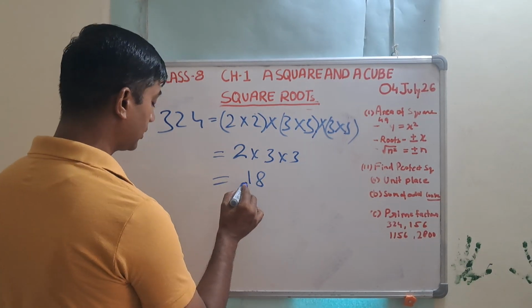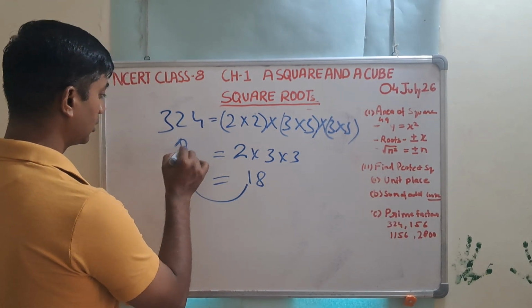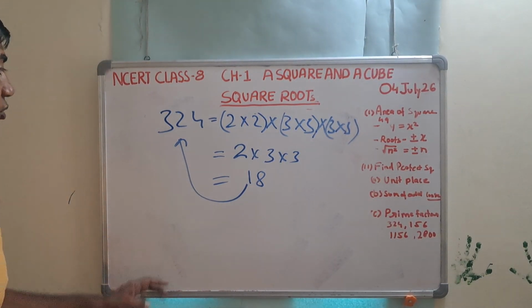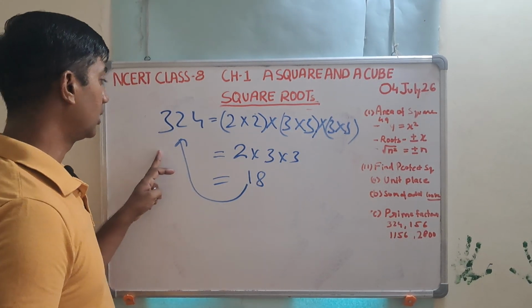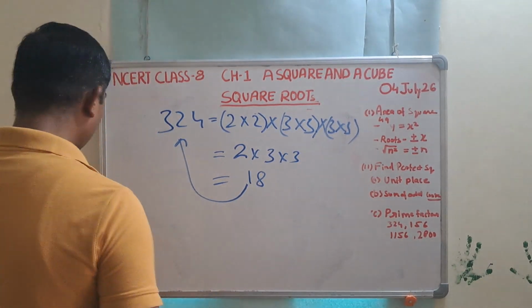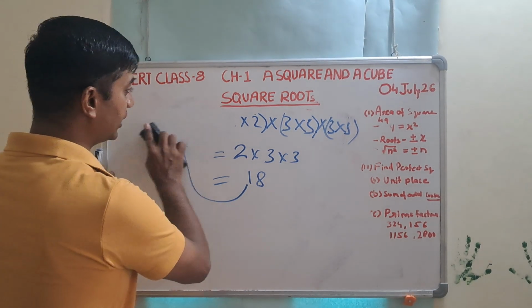What did we find out? 18 is the square root of 324. Understood? Likewise, we will see one more example.